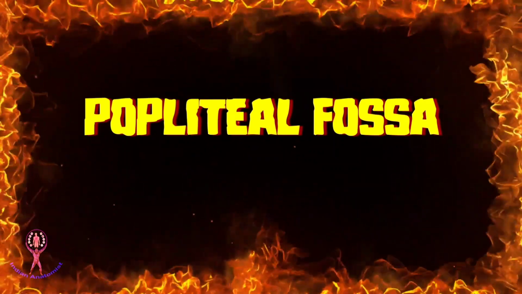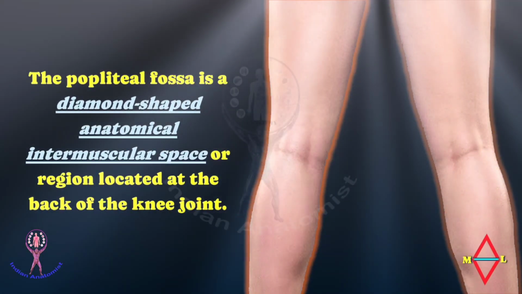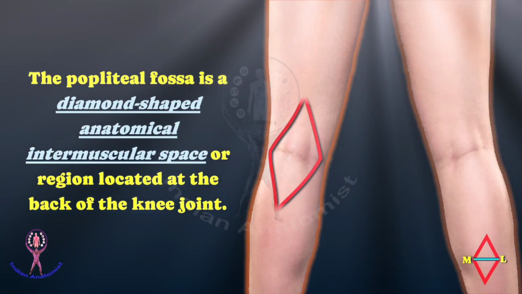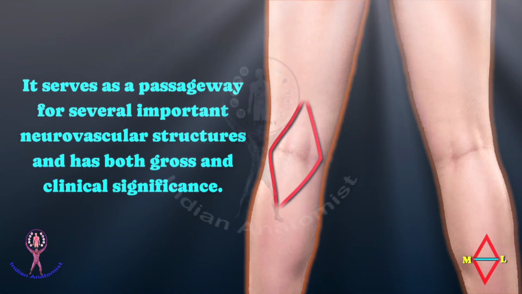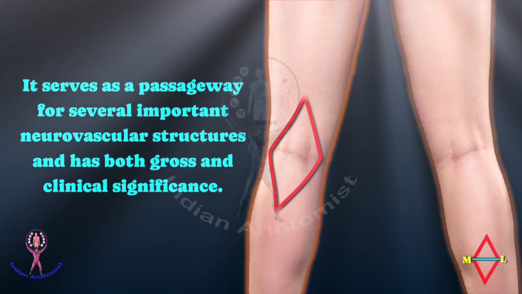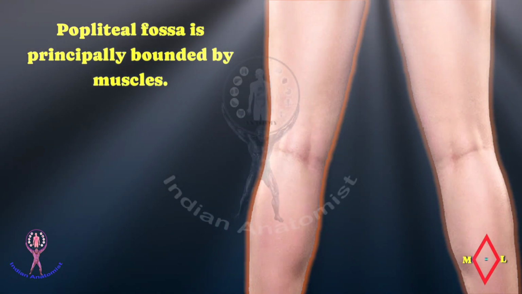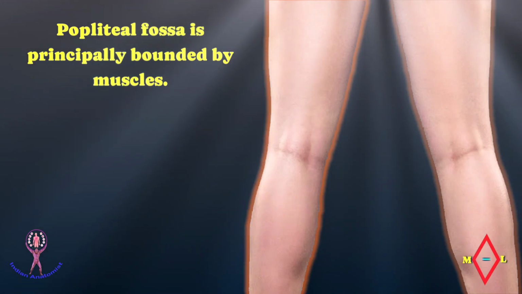Now, what is popliteal fossa? Popliteal fossa is a diamond-shaped intermuscular space or region at the back of the knee joint. Popliteal fossa is a passageway for several important neurovascular structures and has both gross and clinical significance. Because it is an intermuscular space, it is principally bounded by muscles apart from fibrous structures.